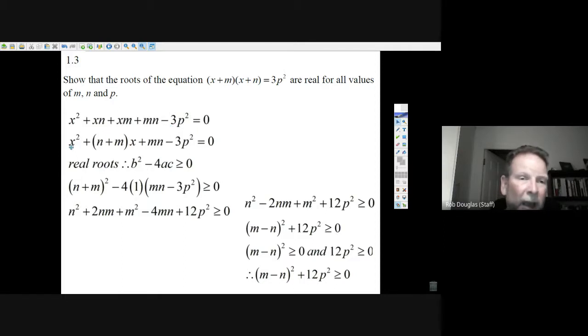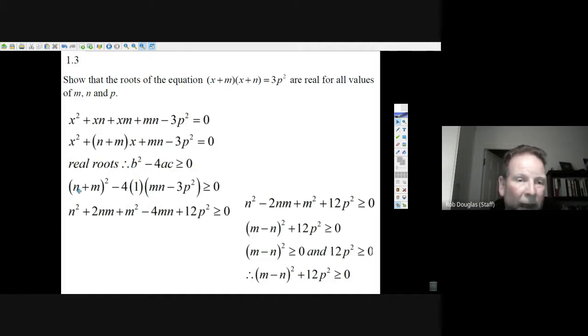Now, write down x squared, and then factor out the x. So you have n plus m times x, and then this mn minus 3p squared, that's your c, that's your constant. There's the number in front of x, that's b. And the number in front of x squared is just 1. Well, b squared minus 4ac's got to be greater than or equal to 0 for it to be real.